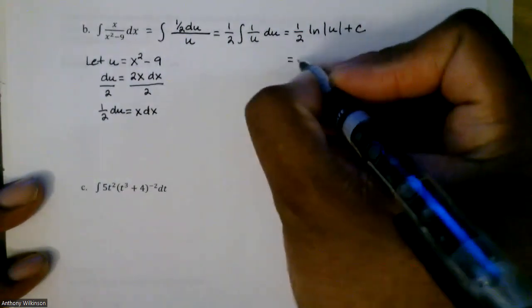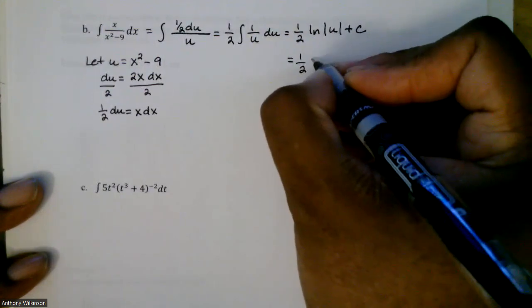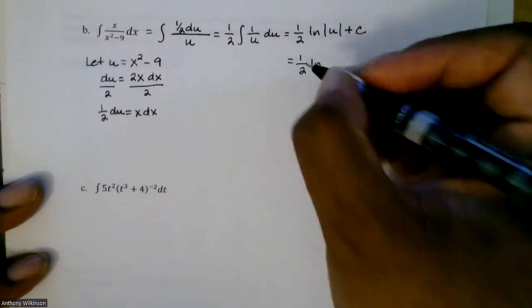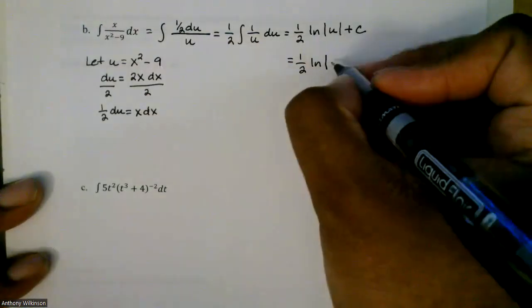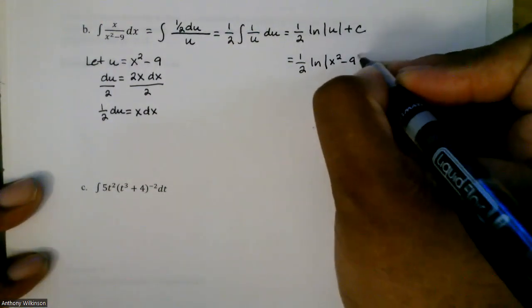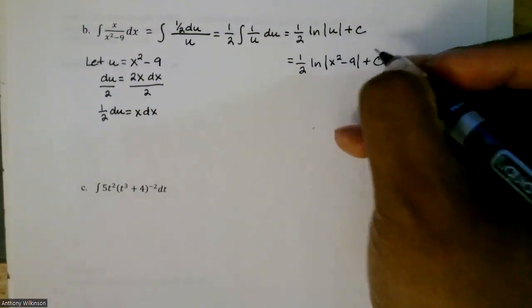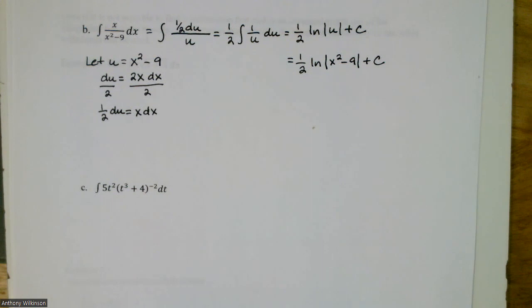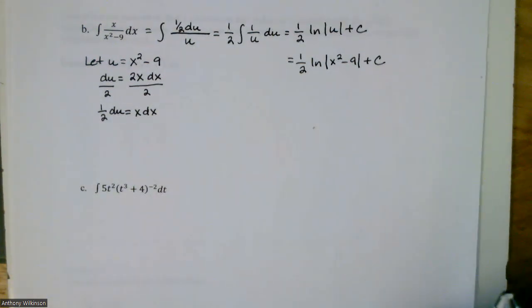Now let's do the back substitution because I have to give my final answer in terms of x. So it'll be 1/2 the natural log of, u was the x squared minus 9, and then plus c. So my final answer there would be 1/2 the natural log of the absolute value of x squared minus 9 plus c. Okay. All right, part C looks like this. The integral of 5t squared times the quantity t cubed plus 4 raised to the -2 dt.